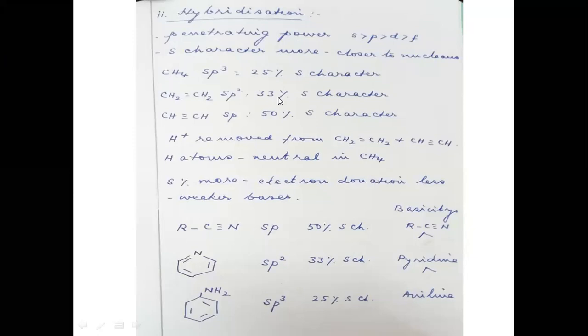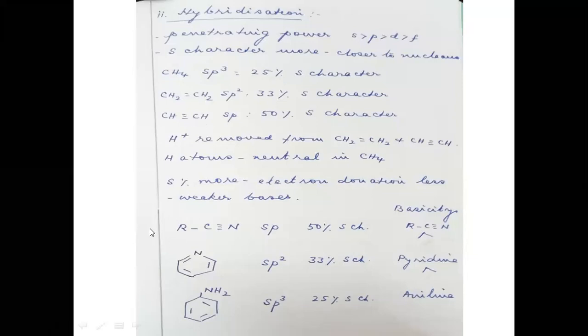So when you have more s character, the electrons are closer to the nucleus. When the electrons are closer to the nucleus, certainly the electronegativity will also be higher. See, in the case of methane, the s character is just 25%. In ethylene, the s character is 33%. In acetylene, the s character is 50%. So this s character is for the carbon.